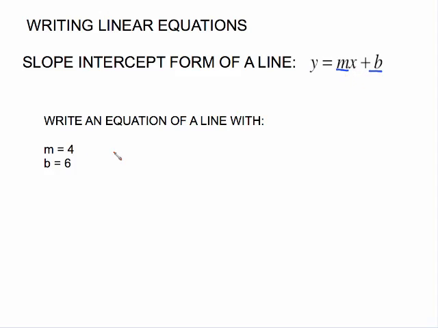In the first couple of equations, you are given exactly what you need to stuff into this equation. If we have y equals mx plus b as our model, and we are given that the m is 4 and the b is 6, we're just going to keep the y there. 4 goes in for m, x stays, and 6 goes in for b, and that is your equation of a line, and you're finished.